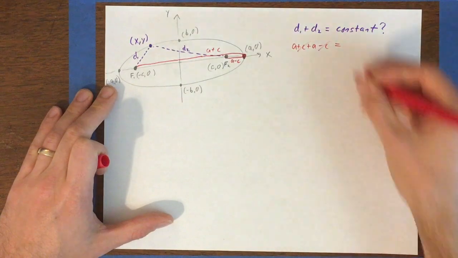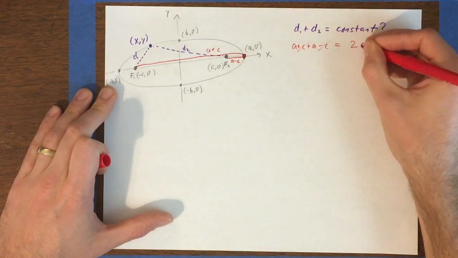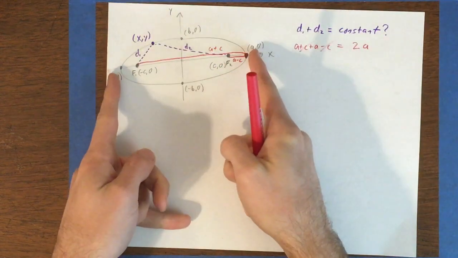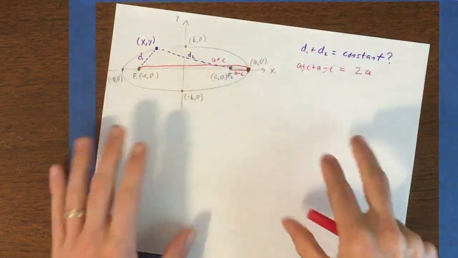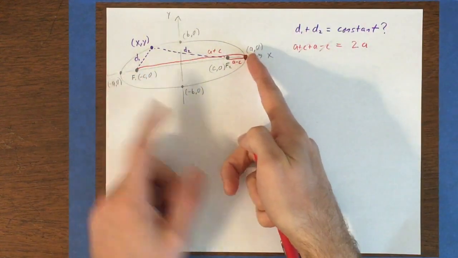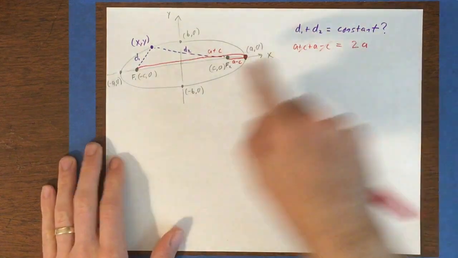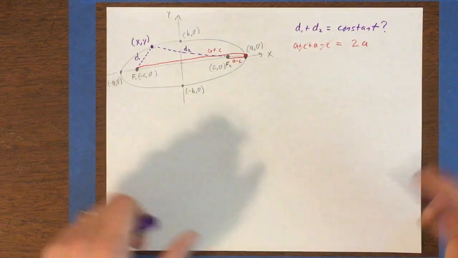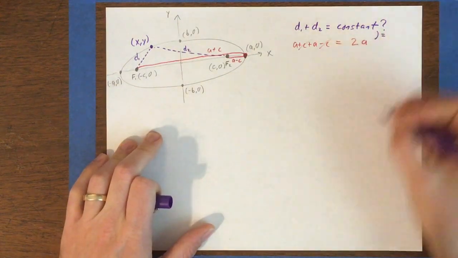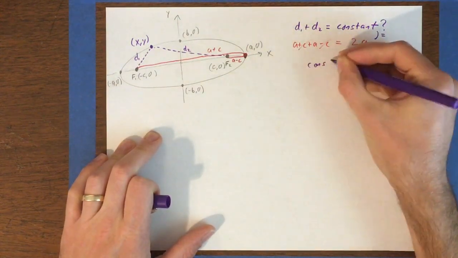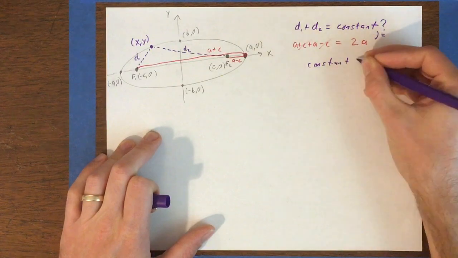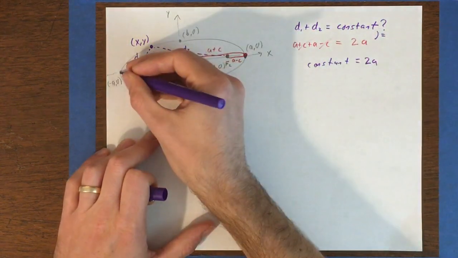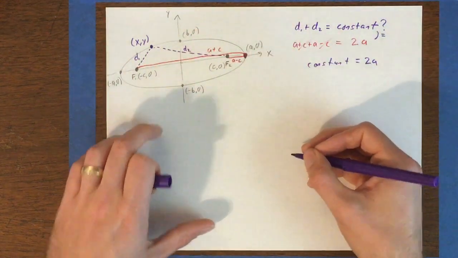The c's cancel, and we just have a plus a, which is 2a. 2a, which is actually the length of the major axis, right? a is half the major axis, so the whole major axis is of length 2a. So it turns out that the length of that string, that constant we were looking for, that string length equals 2a, the length of the major axis from one end to the other end.